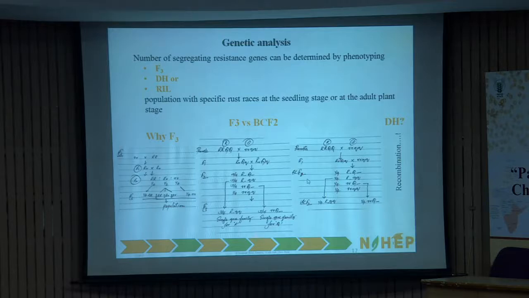And that can be taken forward if you want to make it a population for marker assisted selection. If the susceptible parent is a very good variety as far as yield is concerned, and if you want to take it forward as a combination, then you can use this one. Double haploid, I told, recombination is the issue in that. Once genetic analysis is done, you know whether it is a single gene or two genes. So you have a mapping population with you.